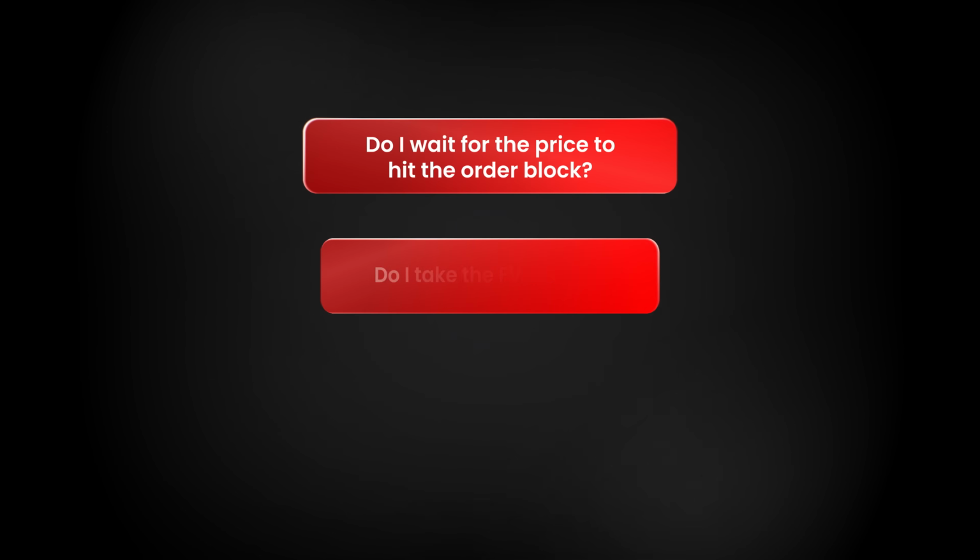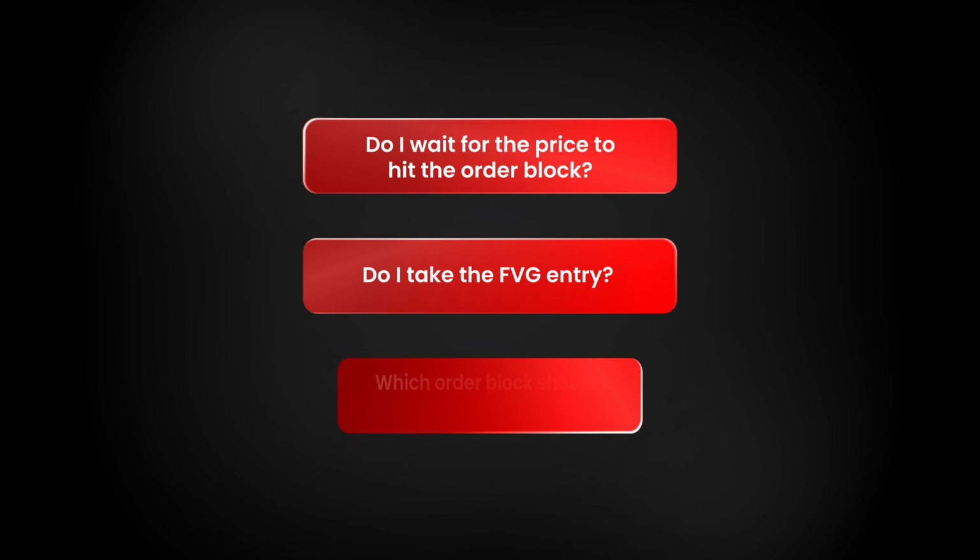Then they'd look for a place to take a trade from. They see a few order blocks and there's a fair value gap. So now what? Do I wait for price to hit the order block? Do I take the fair value gap entry? Which order block do I even choose? And while they're sitting there going through all of this in their own head, the market moves. They either miss the trade completely or they get in at the wrong time.